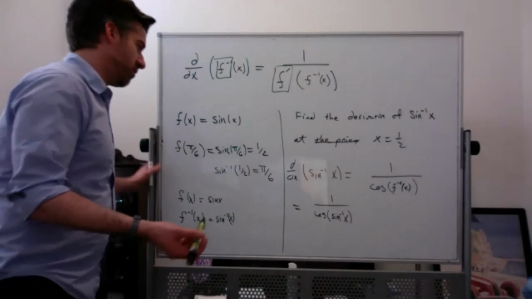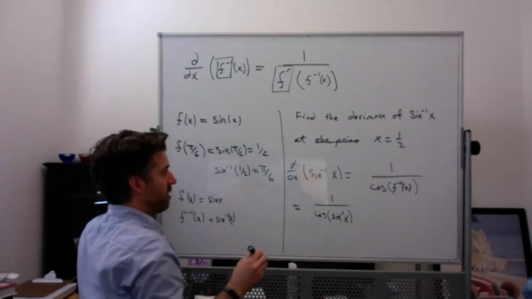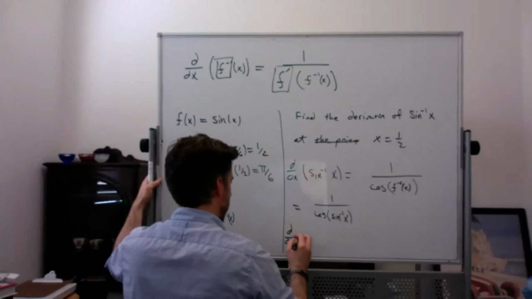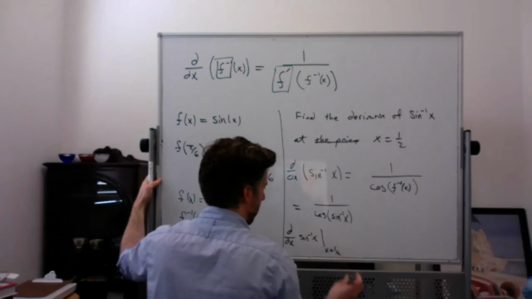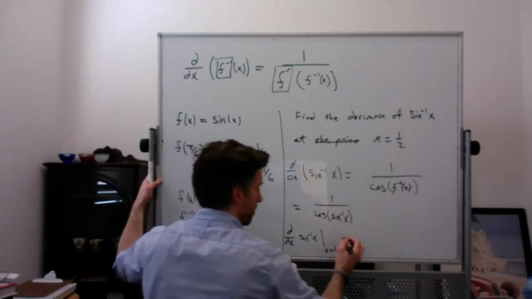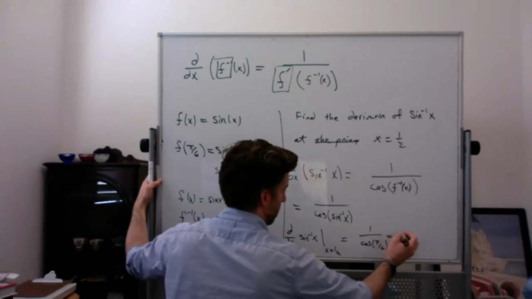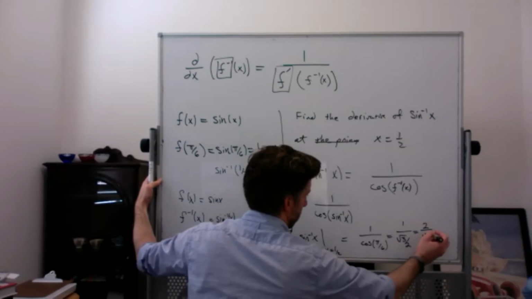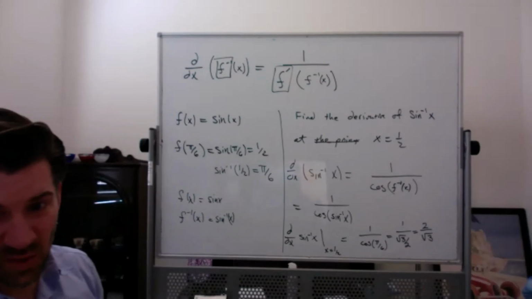Specifically, I want to know what the derivative of the inverse sine of x is evaluated at 1/2. So the derivative of the inverse sine of x evaluated at x equal to 1/2: I'm going to plug in the 1/2 here, and the inverse sine of 1/2 is pi over 6. So we have 1 over cosine of pi over 6. Cosine of pi over 6 is the square root of 3 over 2. So I end up with 2 over the square root of 3. So there's an example of how the derivatives of inverses work.